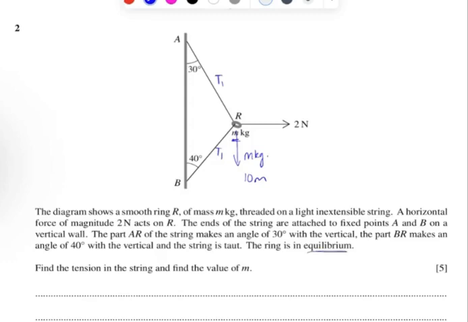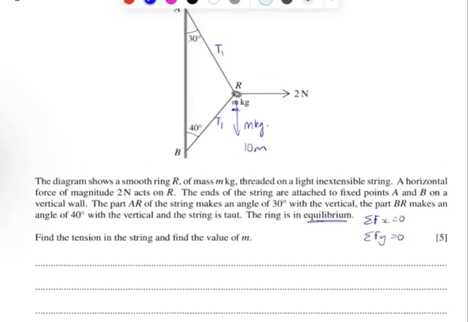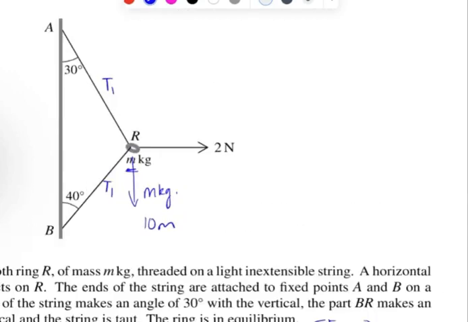Okay, so there we also know the sum of the forces in the x direction is 0, and the sum of the forces in the y direction is 0. Find the tension in the string and find the value of m. Okay, so I'm just going to draw a free body diagram here on the side. So that's 2 Newton. Down we've got 10m, that's what the force would be.